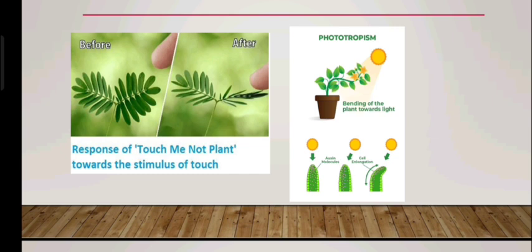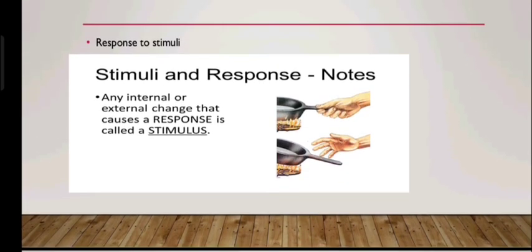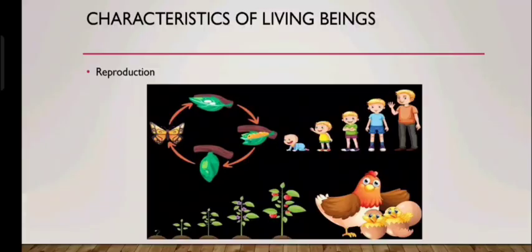Also you can see the second example in plants. See in the second picture, the plant shoot is bending towards the light. Because the shoot grows towards the sunlight, and the root grows towards the ground or into the soil. Understand? Here the bending of the plant towards the light is the response, and the sunlight is the stimulus. So this is all about response to stimuli in living beings.